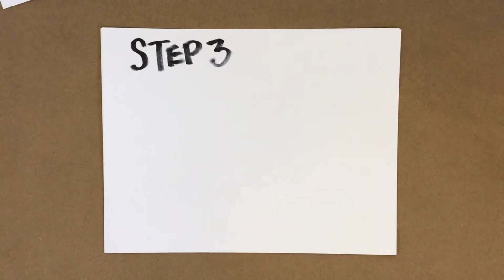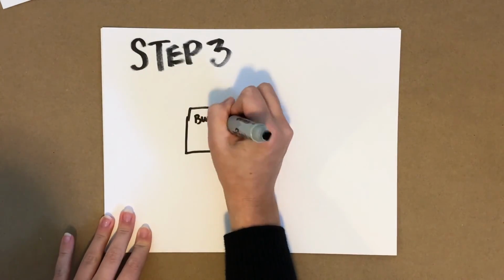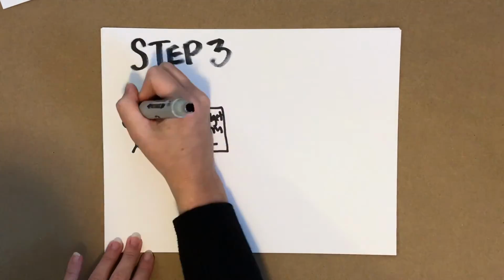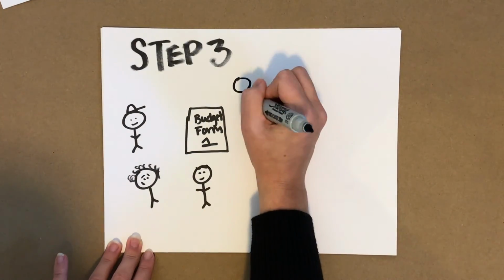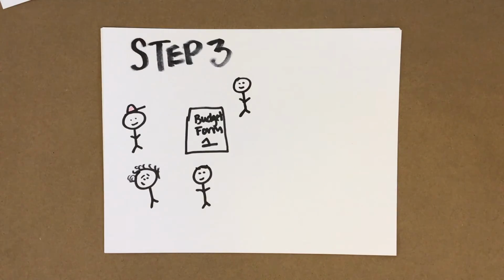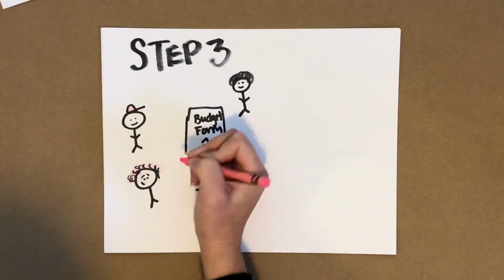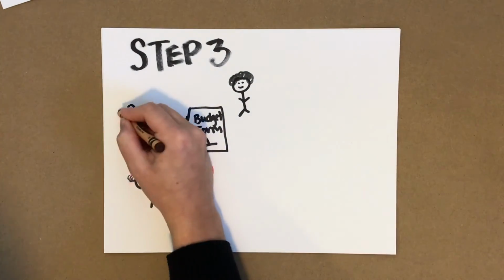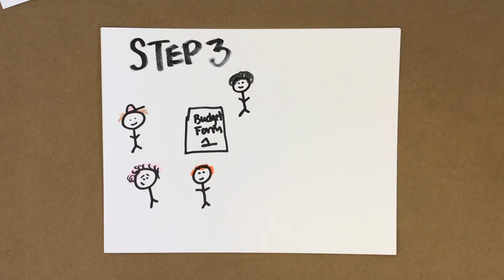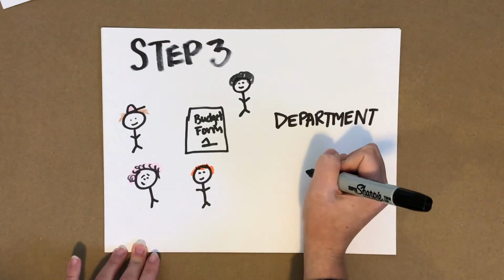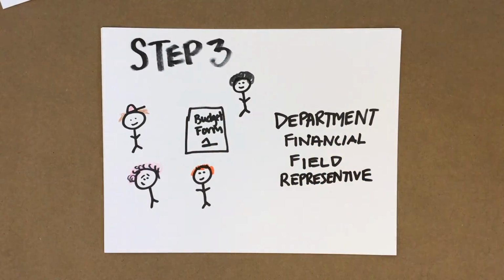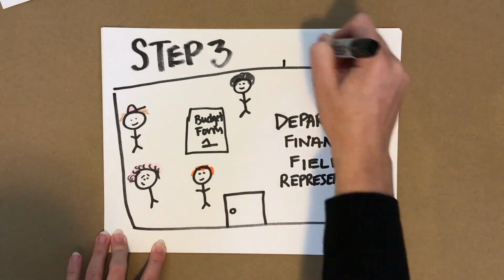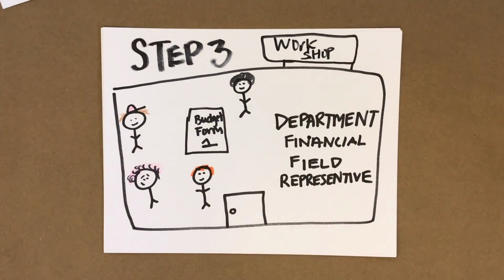Alright, now we will move on to step 3. During step 3, budget form 1 will be continuously distributed to different officers that are going to determine whether or not that budget helps and benefits the community and meets all of their needs. It'll be reviewed by the department financial field representatives at the budget workshops. This is usually held sometime between July and August.